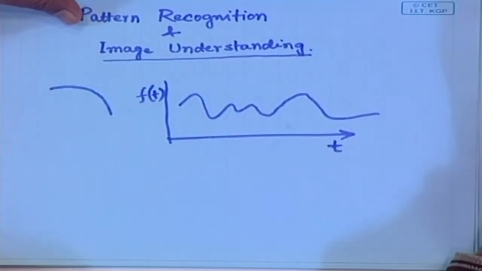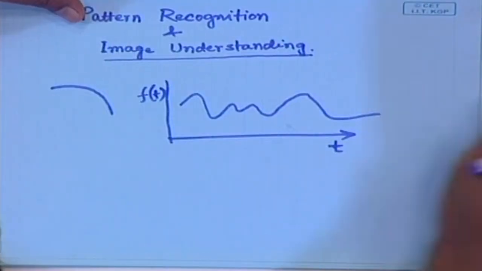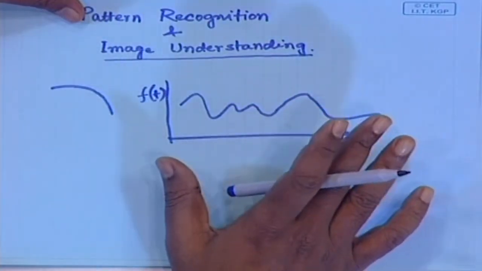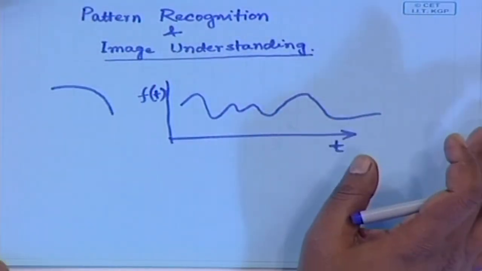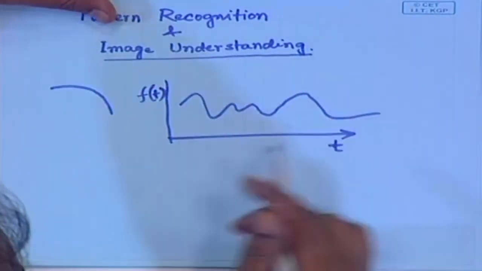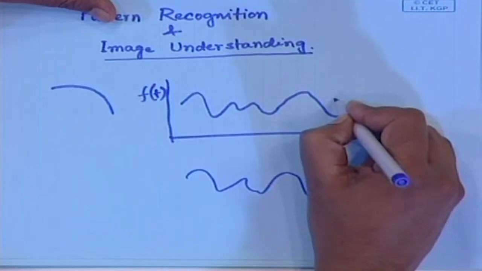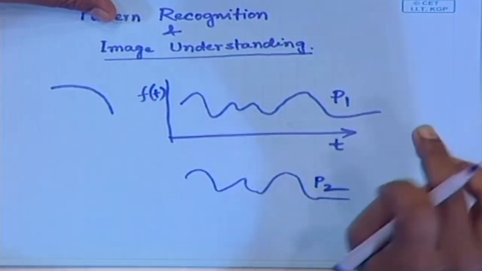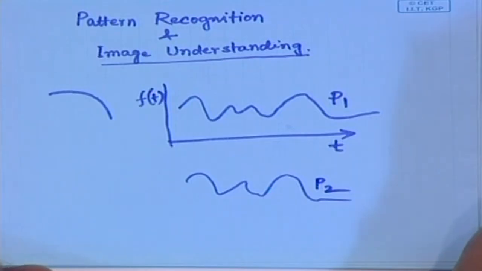this is not a simple pattern like a circular arc. Okay. So in these cases, we have to find out what kind of features we should be able to extract, which are useful for recognition purposes or for classification purposes. So that given another pattern of similar form, I can say whether this pattern P1 and this pattern P2 are the same, similar, or widely different.